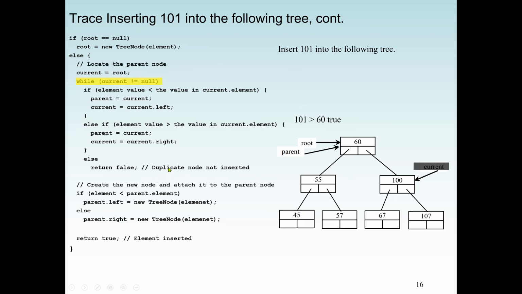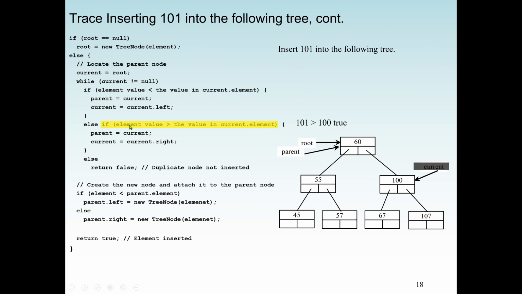Now, if there's a duplicate, we don't insert. So the next thing we check is while the current is not equal to null, because here we have 100, so it's not equal to null. This is where our current is now. It's not equal to null. Okay, so we check if the element value is less than the value in the current, which is now 100. 101 is not less than 100, so this condition will not hold.